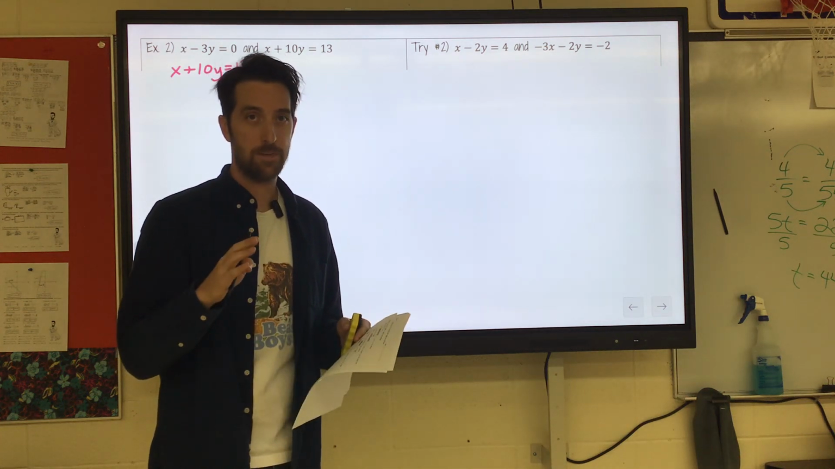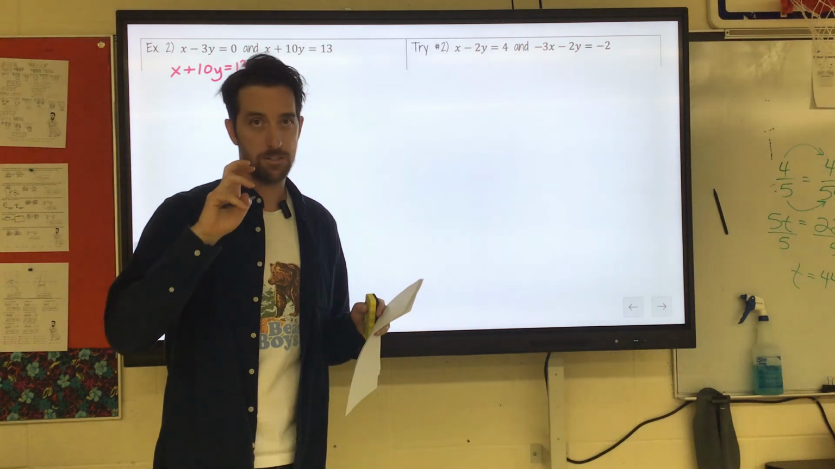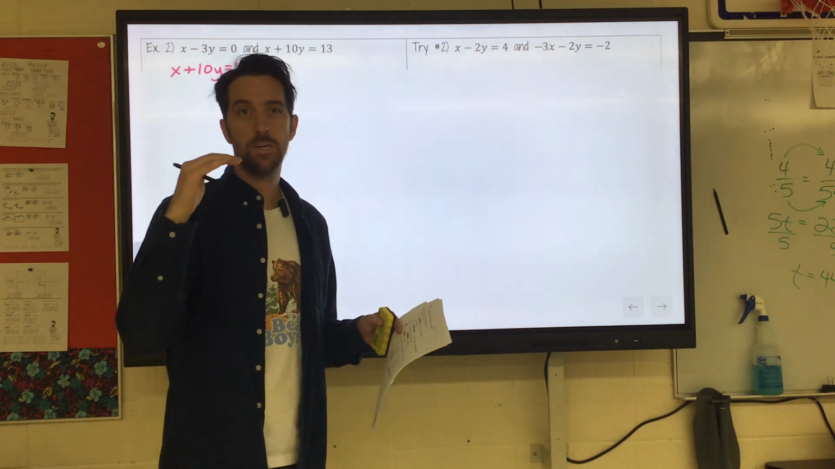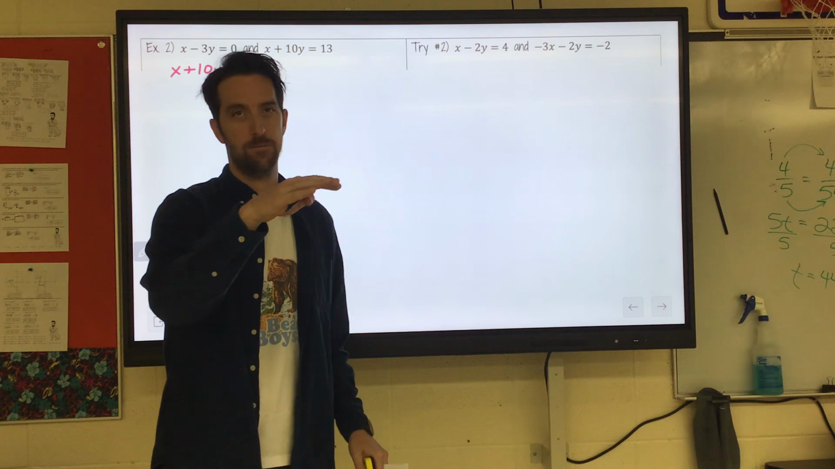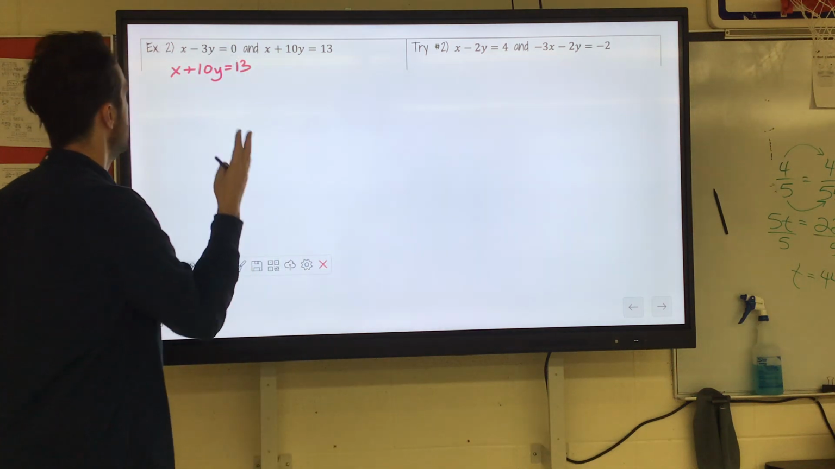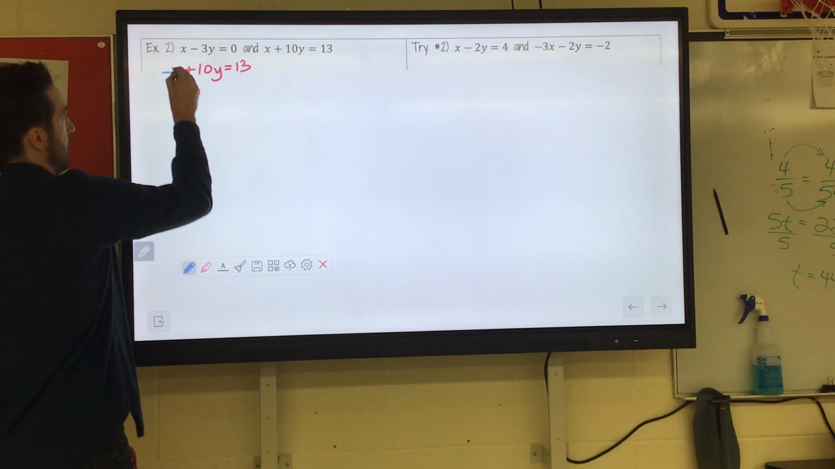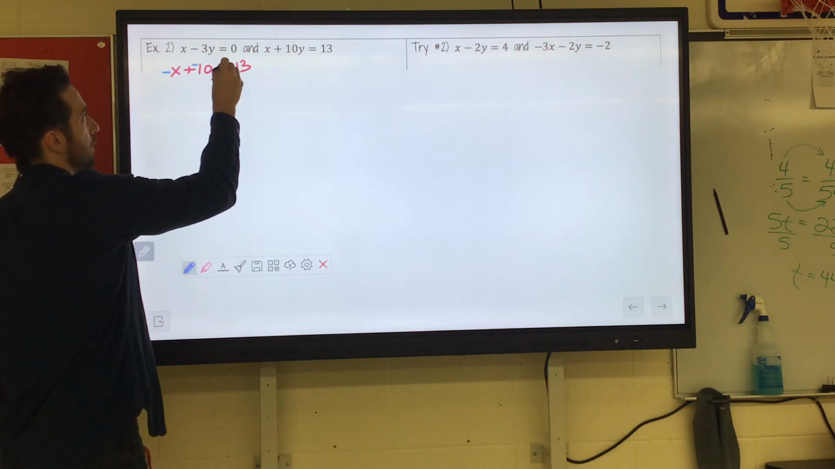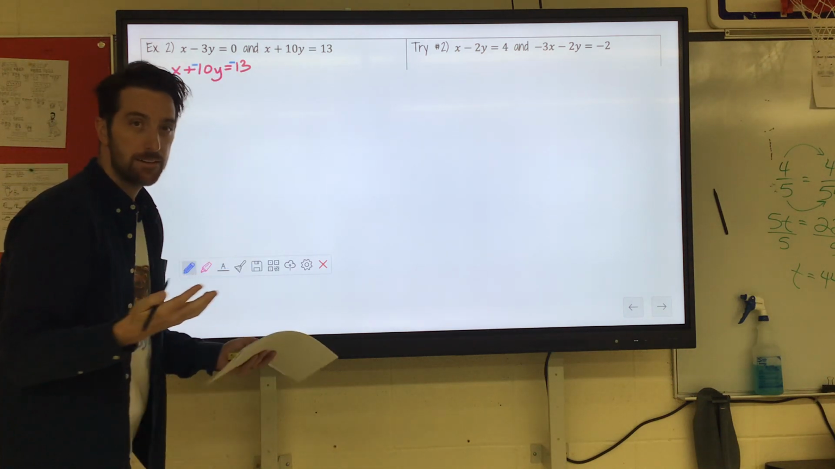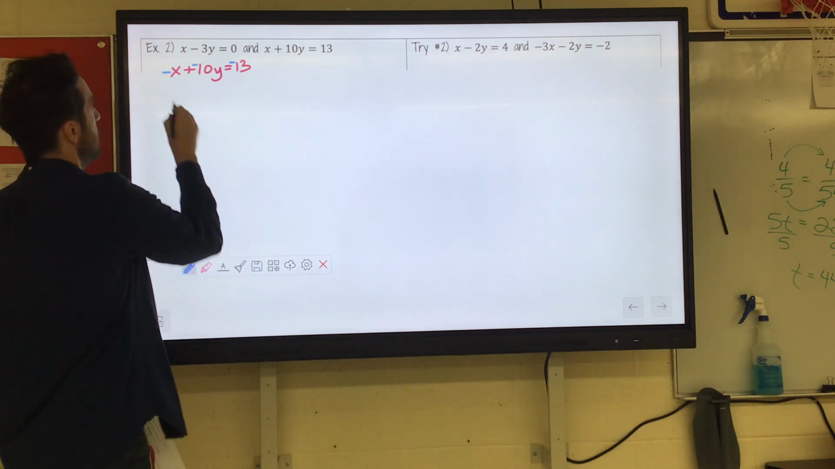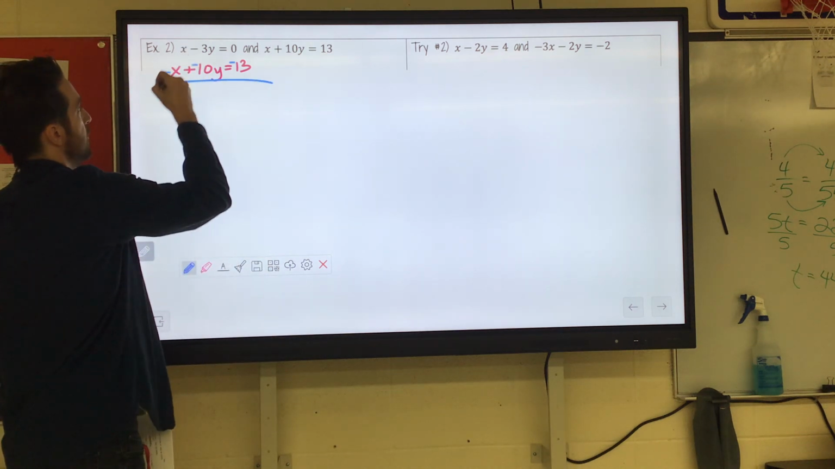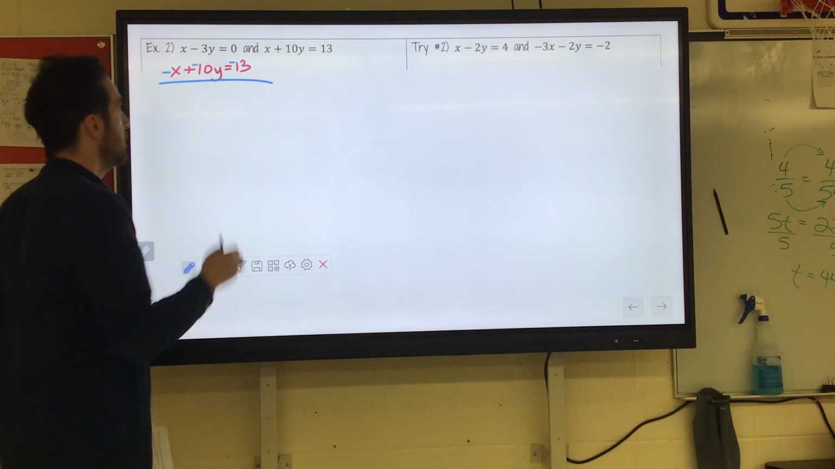So what I'd recommend to cover the subtraction step is take one whole equation and just make everything the opposite. So if we did that with like our second equation here, we can make it negative x, negative 10y, and negative 13. That is the subtraction step. So now we can do x plus negative x, nothing.